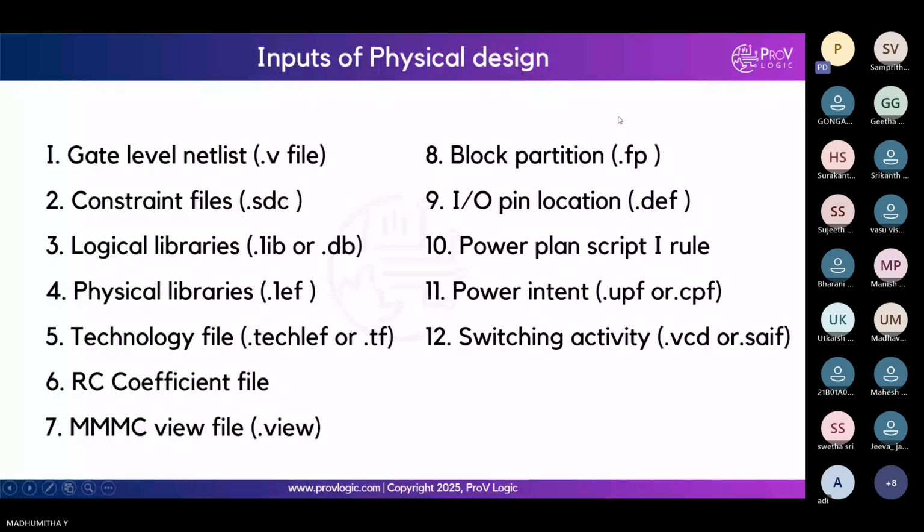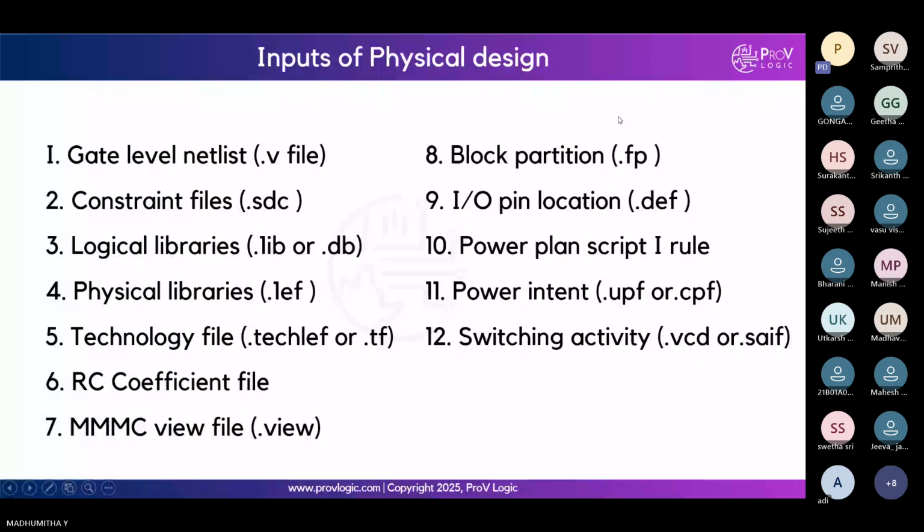Next are logical libraries, physical libraries, technology file, and RC coefficient file. These 4 files, from point 3 to point 6, we will be getting from IP vendors. IP vendors means, all the combinational cells and sequential cells that we are going to use in our design will be licensed, and we will be purchasing them from these IP vendors. The gates, counters, and memories that we are going to use are all patented designs. So we purchase them from these vendors and use them in our design. That is why they are licensed.